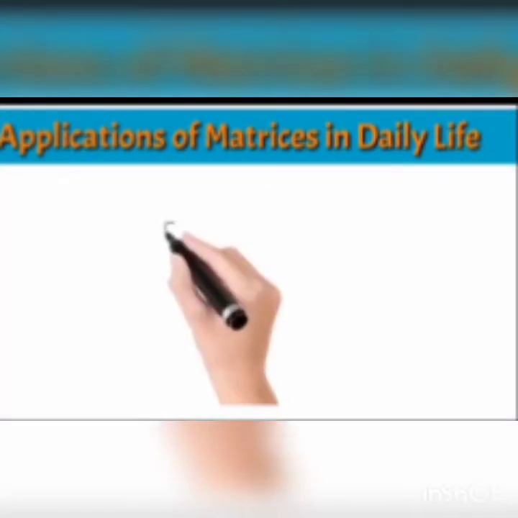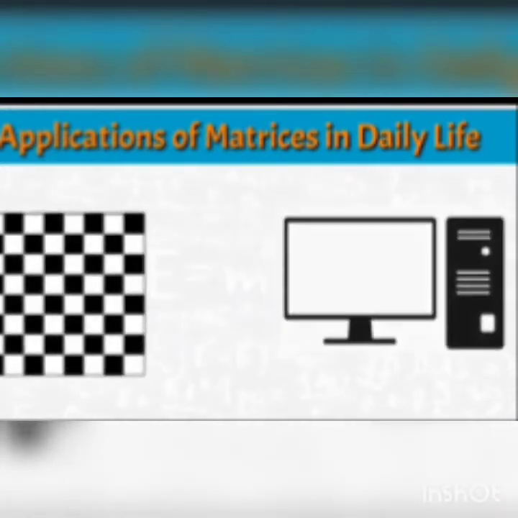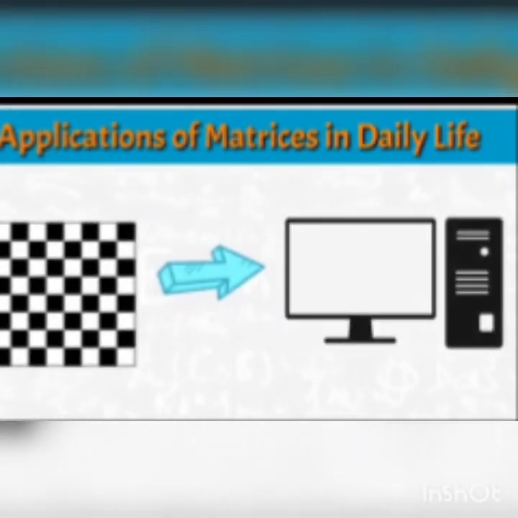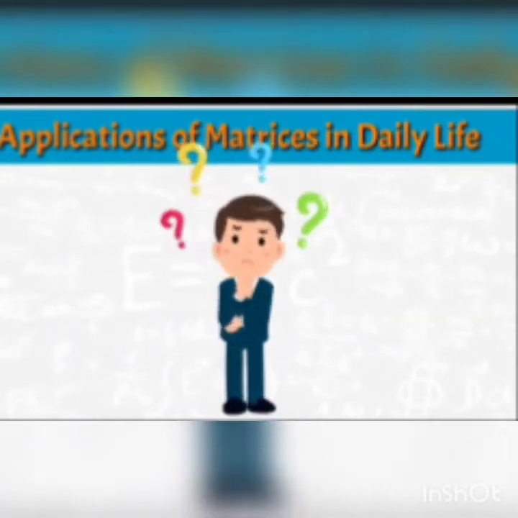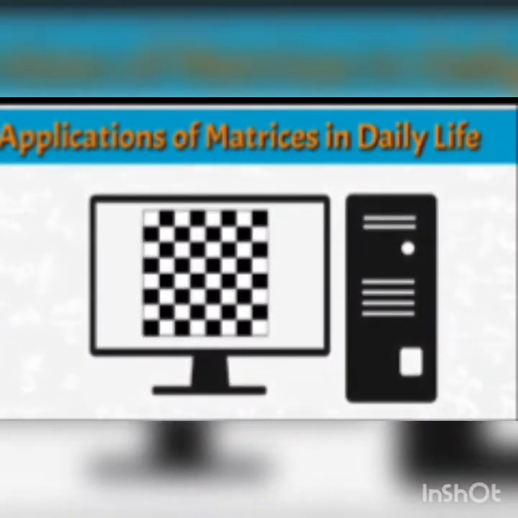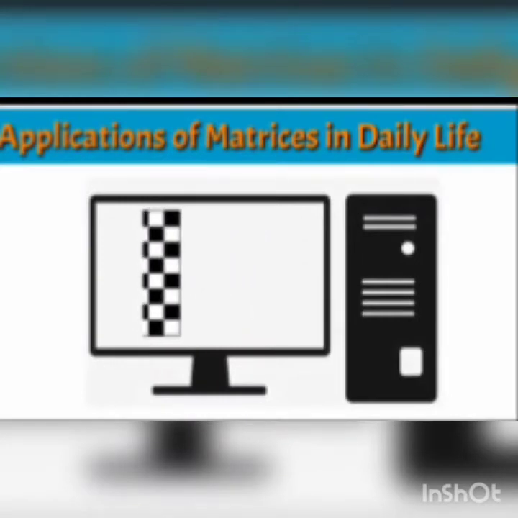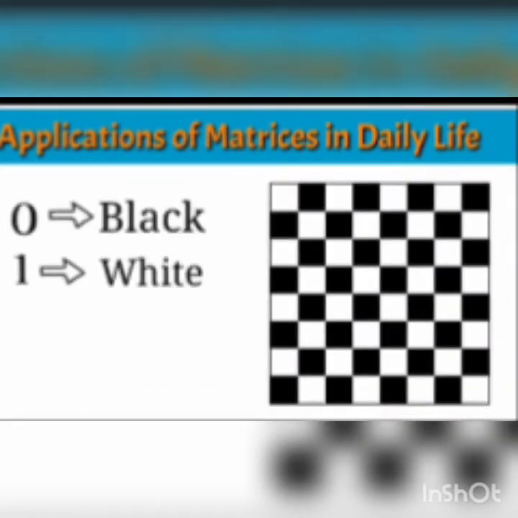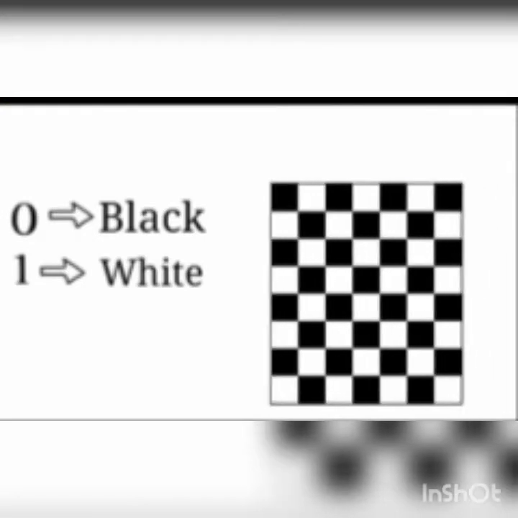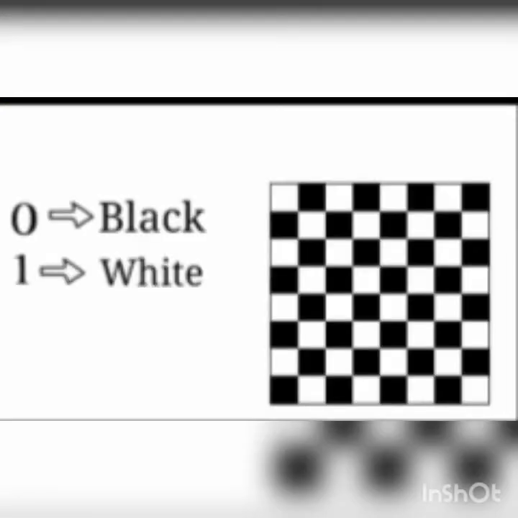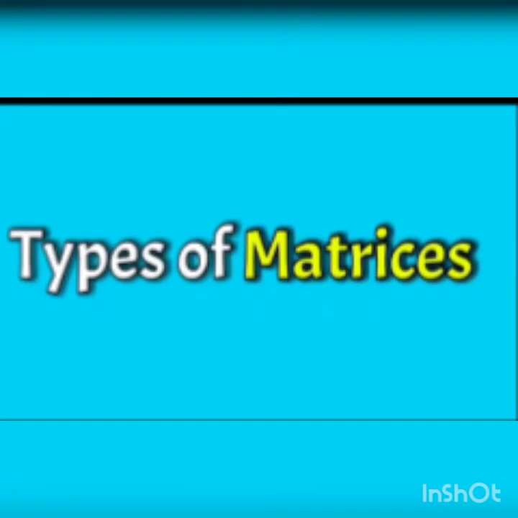If I ask you to draw a chessboard, you can do it very easily using a pen and paper. But if I ask you to draw it on a computer, you might be stuck. So what can we do now? Yeah, matrices can help us here also. A computer understands the binary language, 0 and 1. So using matrices, we can convert our command to 0 and 1, and our required chessboard will be made by the computer. Now we will be discussing types of matrices.